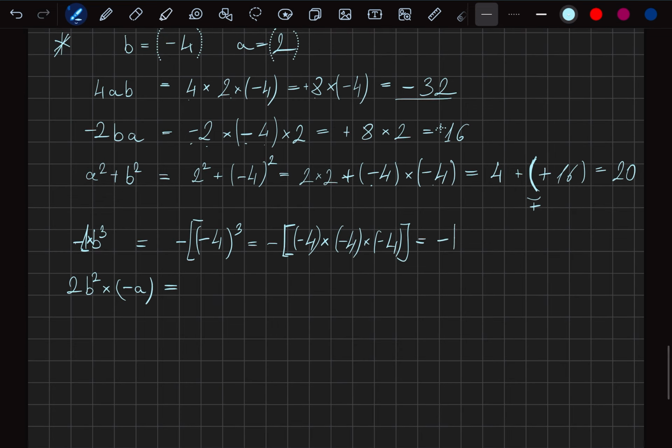So minus 4 times minus 4, it's plus 16, plus times minus, it's minus 16 times 4, it's 64. And minus 1 basically times minus 64, it's minus times minus, it's plus 1 times 64, it's 64. And we solve the problem.